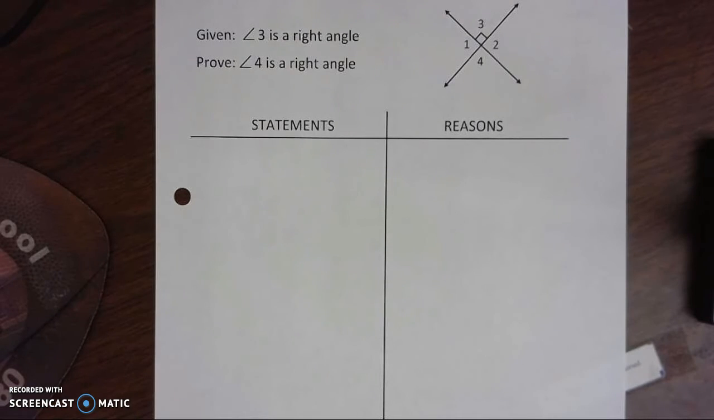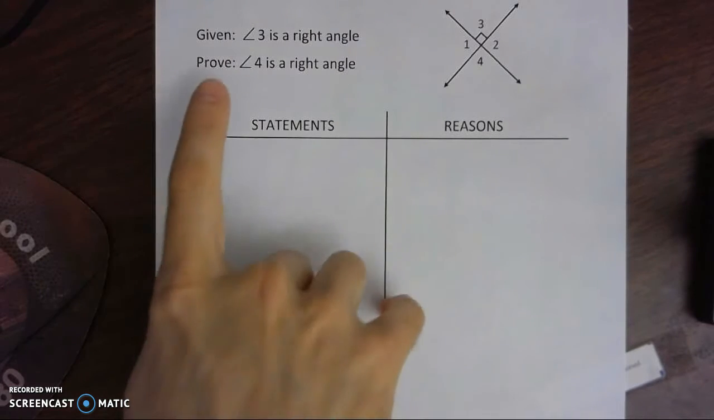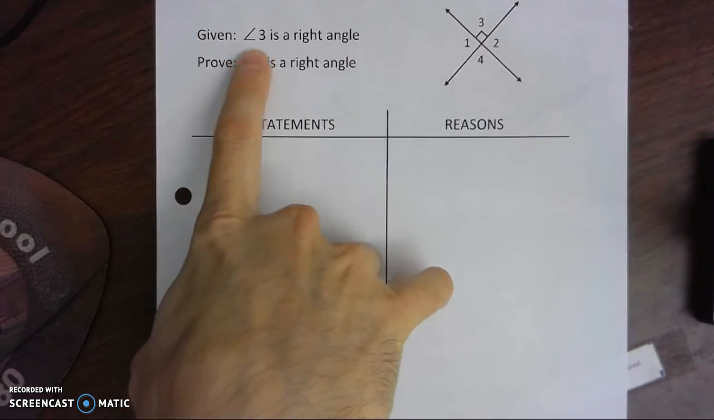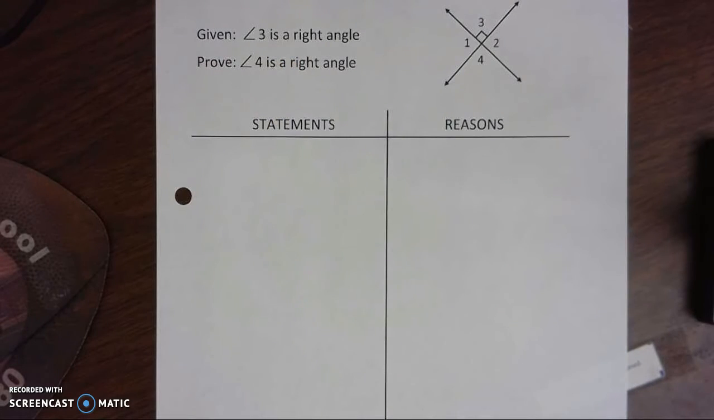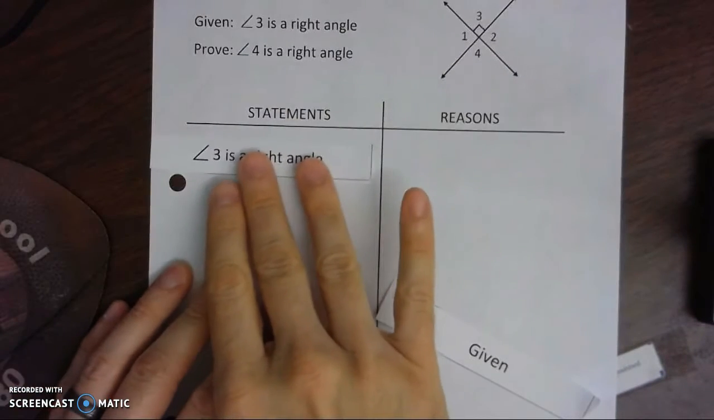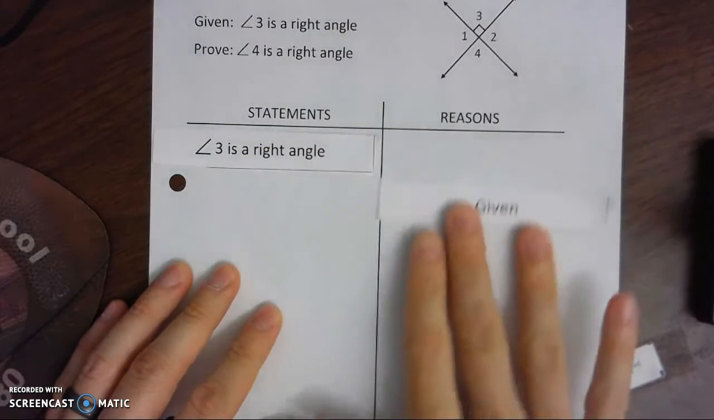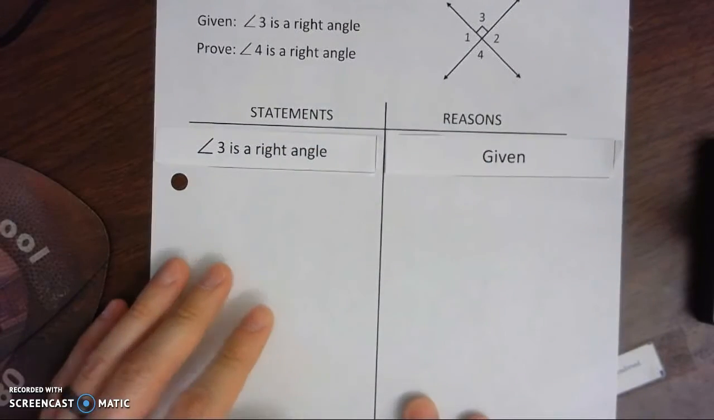For the first statement, it is always which statement? Everyone shout it out. The given statement. So here's the given statement. It says angle 3 is a right angle. So I'm going to find angle 3 is a right angle. Where is it? There it is. It's at the top. Cool. So angle 3 is a right angle, and I'm going to say that is my given statement.